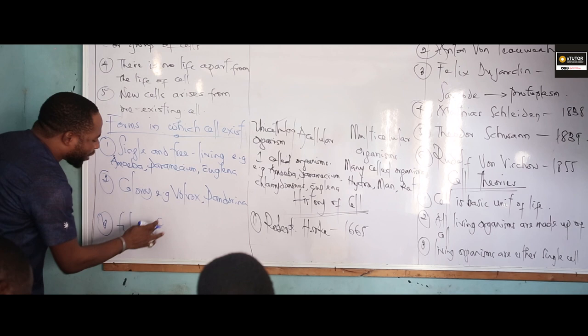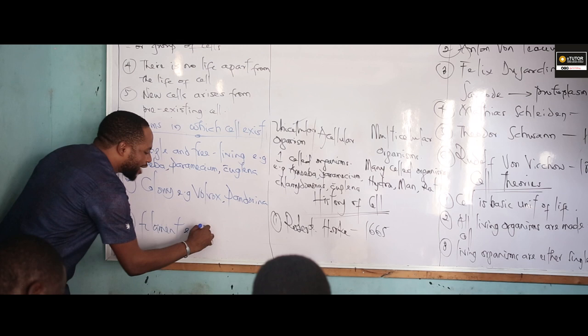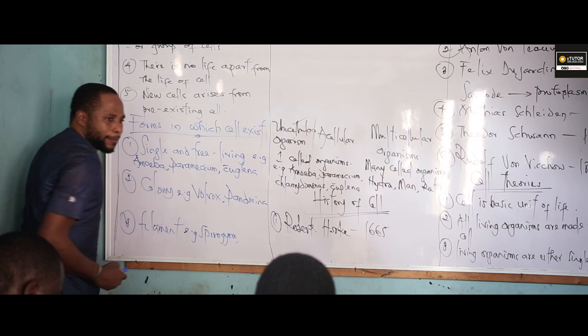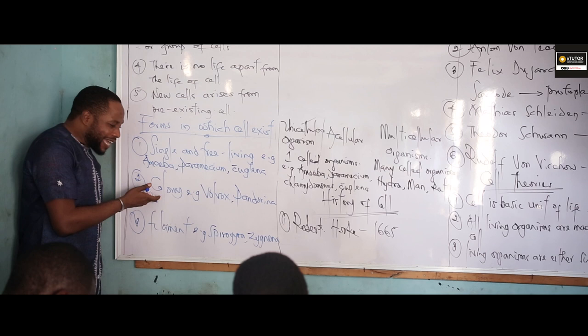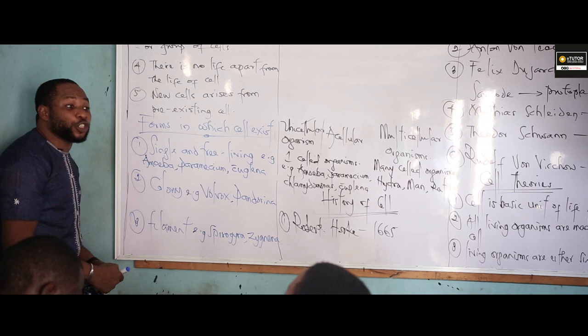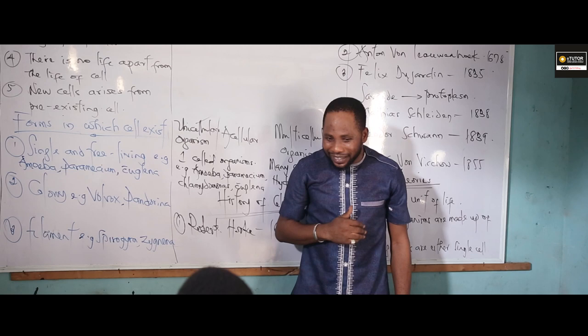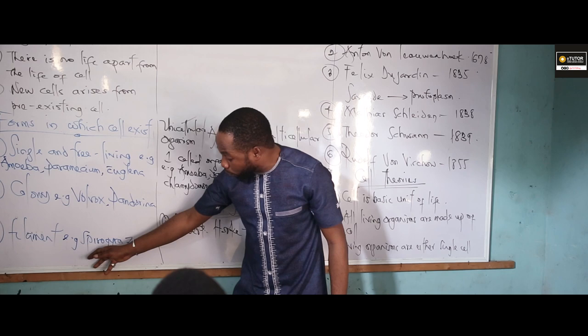Then a cell can also exist as a filament, e.g., we have the likes of Spirogyra, Zygnema, and so on and so forth. The difference between filament and colony is that in a colony, the cells mass together. But in a filament, the similar cells join together end to end in a linear form. That's the reason why Spirogyra is called filamentous.